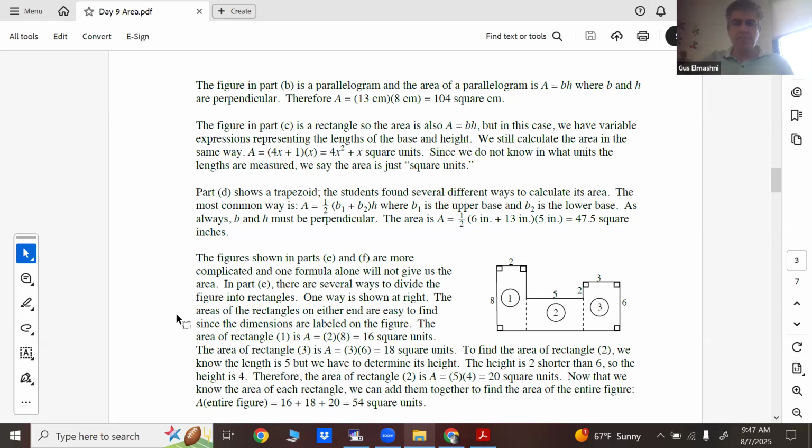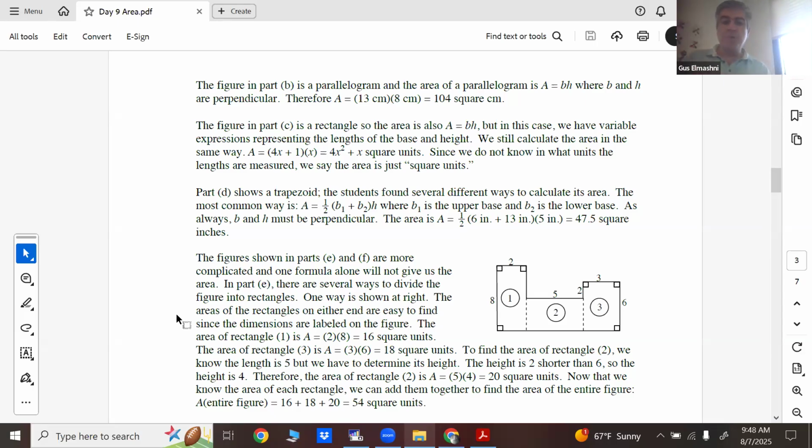Our trapezoid: the students found several different ways to calculate this area. The most common way is to use the trapezoid formula, A equals 1/2 times the sum of the bases times the height. Looking at the area, A equals 1/2 times (6 plus 13) times 5, which equals 37.5 square inches.